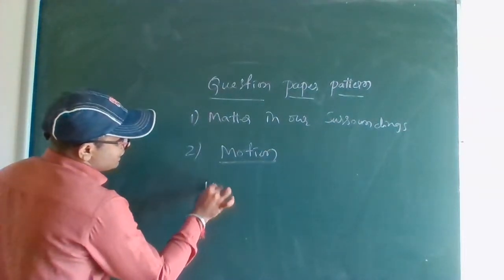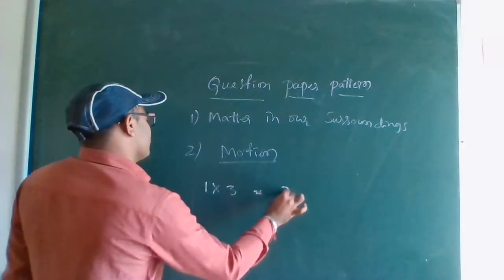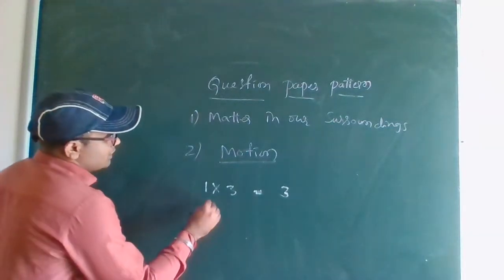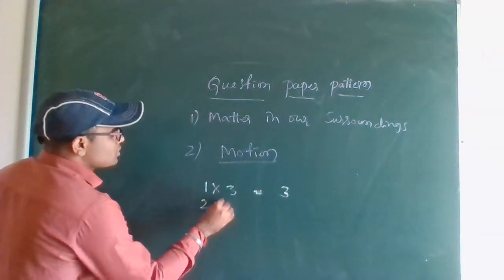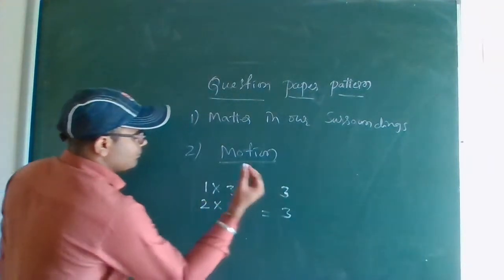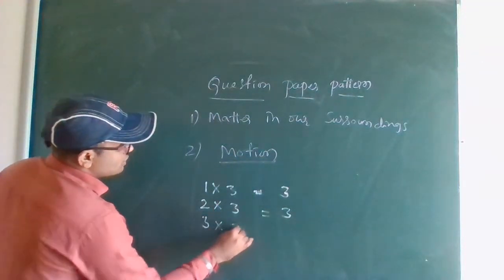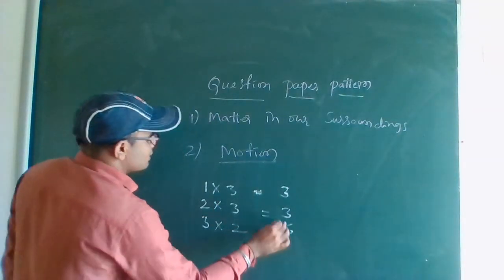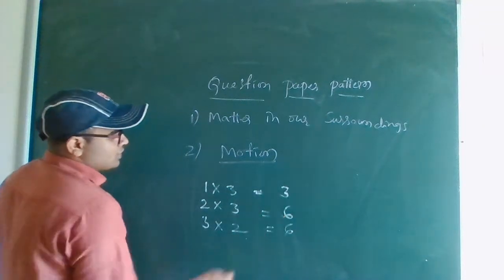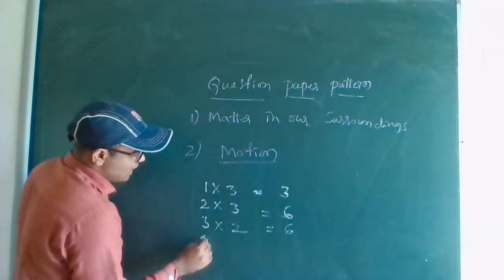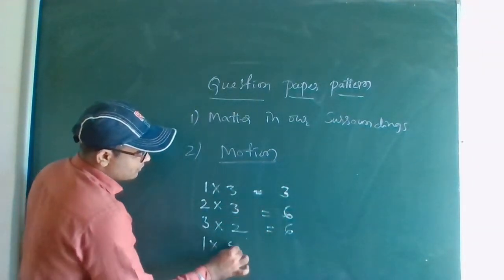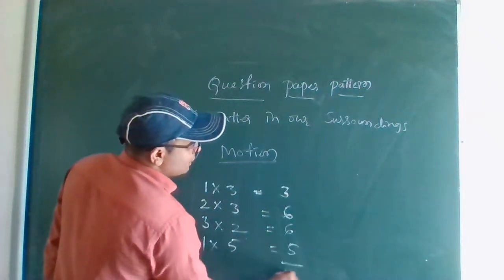There will be 3 one-mark questions, that is 3 marks, and 2 three-mark questions, that is 6 marks. There will be 3 two-mark questions, that will be 6 marks. So this is 6, 6, 12, 3, 15. And 1 five-mark question, 5 marks. So this will be 20 marks.